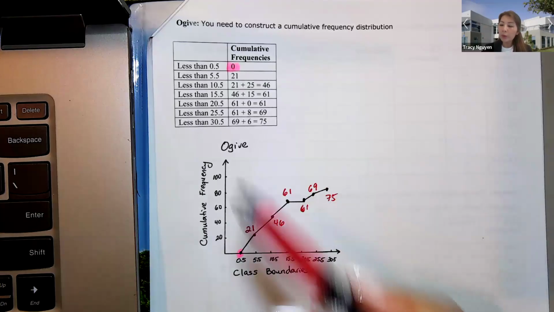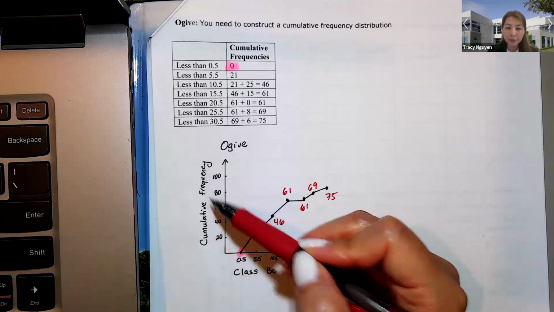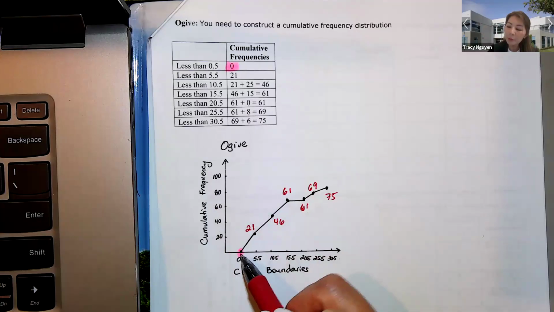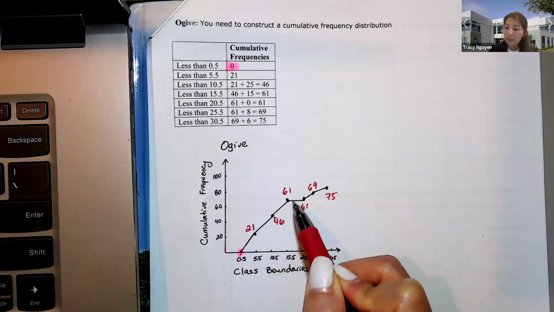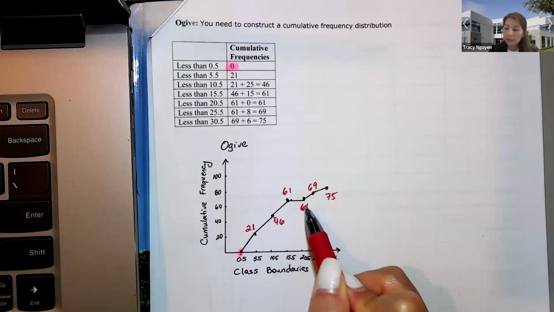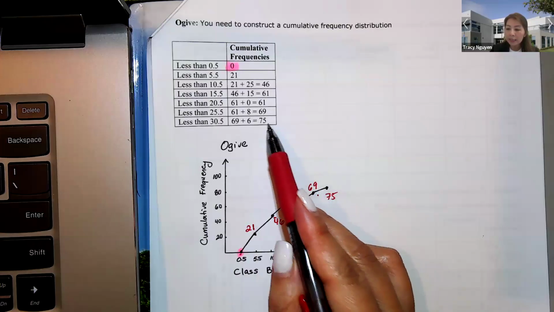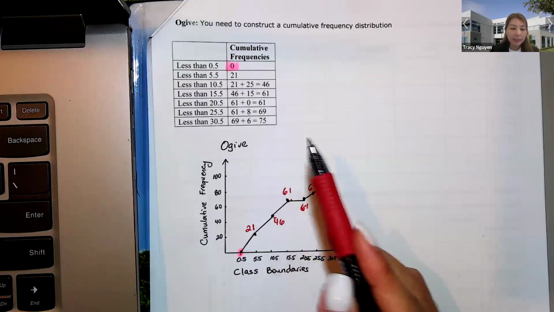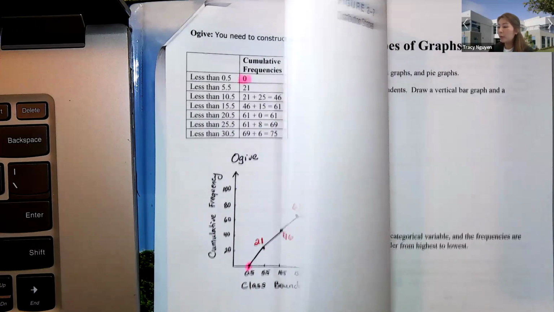All right. So to draw an ogive, on the horizontal axis you have the class boundaries. On the vertical axis, you have the cumulative frequency instead of the frequency. So the first one, you start at a cumulative frequency of 0 and go up to 21. Next the cumulative frequency is 46. After that, the next cumulative frequency is 61. The next is 61. The next is 69. And the last cumulative frequency is 75. All right, so that's how you do the 3 graphs for this lesson: histogram, frequency polygon, and Ogives.